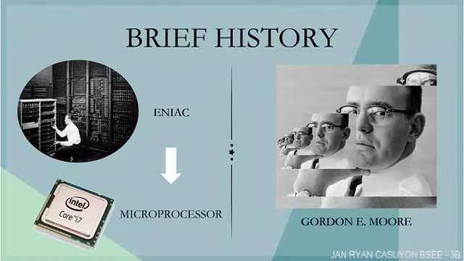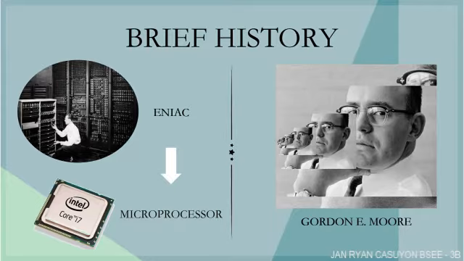Let's have this brief history. ENIAC, which stood for Electronic Numerical Integrator and Computer, the first general-purpose digital computer from 1946, was about the size of a house and was built using vacuum tube technology. It now fits on a chip inside your laptop, which we now call a microprocessor.